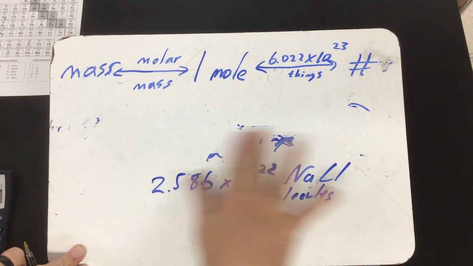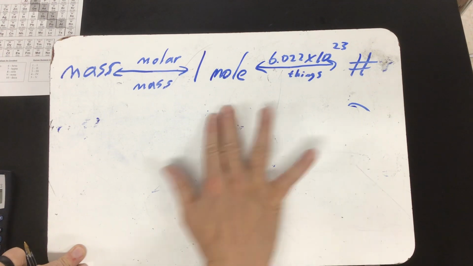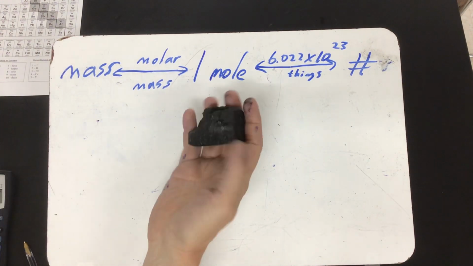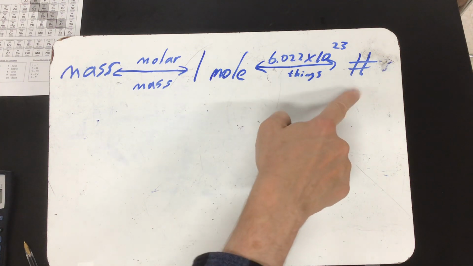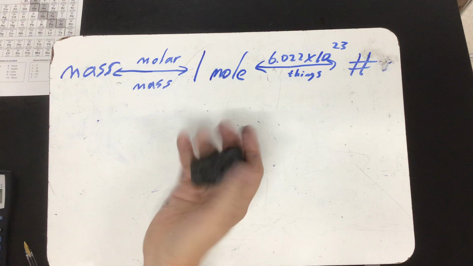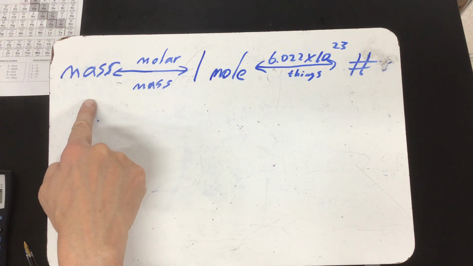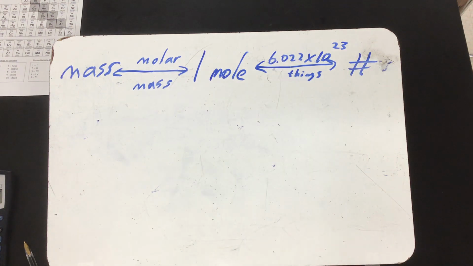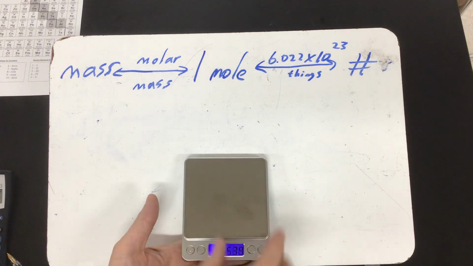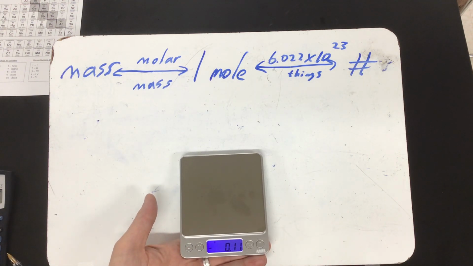I'll weigh this carbon, and you are going to do the math. You're going to change the mass of this chunk of carbon into how many carbon atoms are in this. So I'm going to find the mass and give it to you. You're going to convert it to moles, then you're going to convert it to number of atoms. Okay, so let me clear this out.